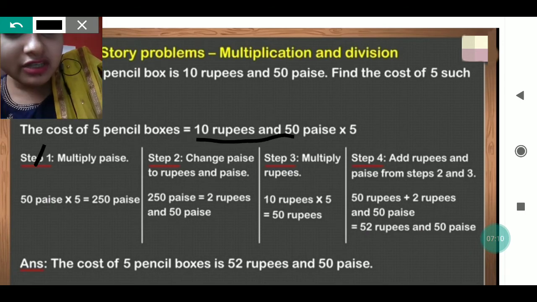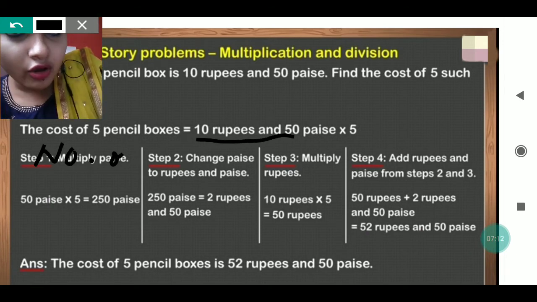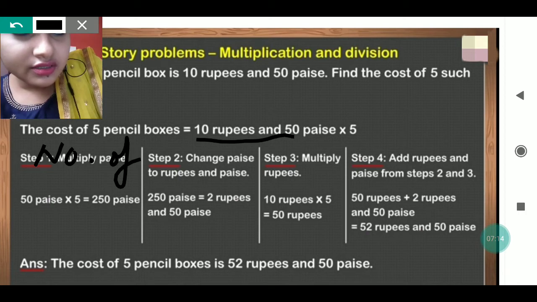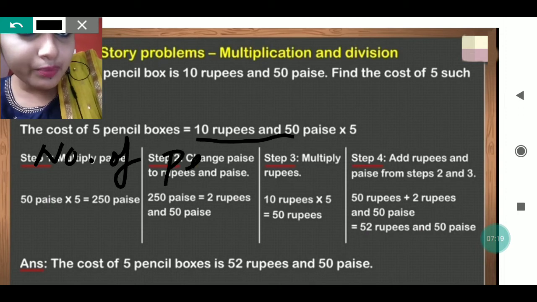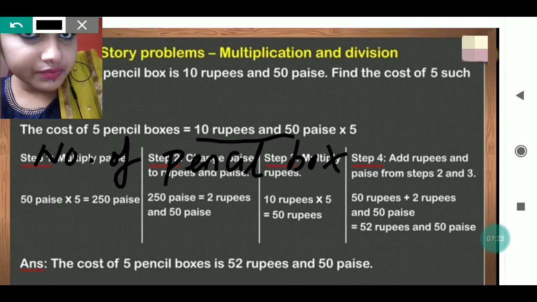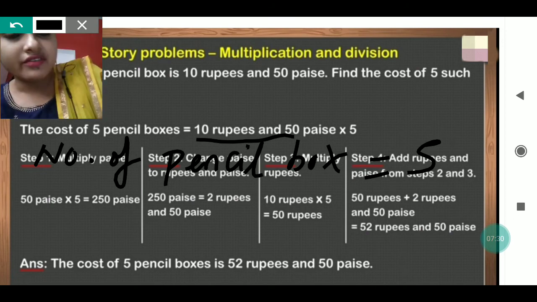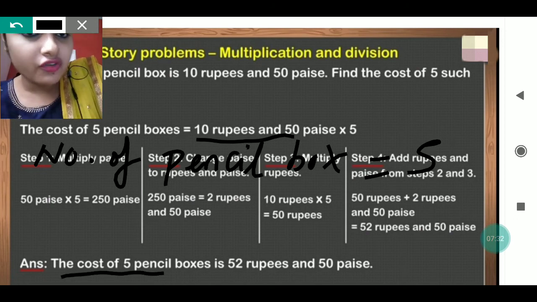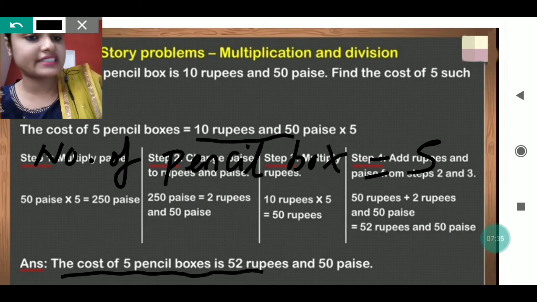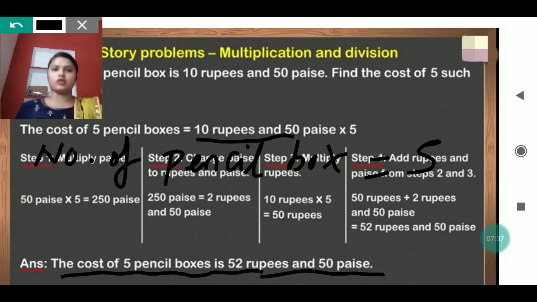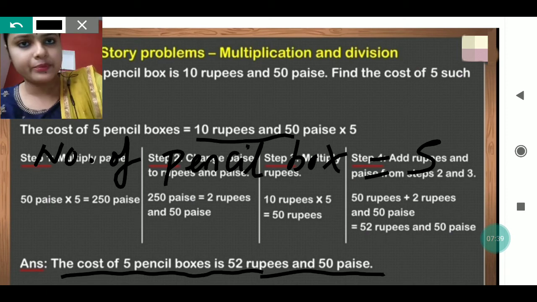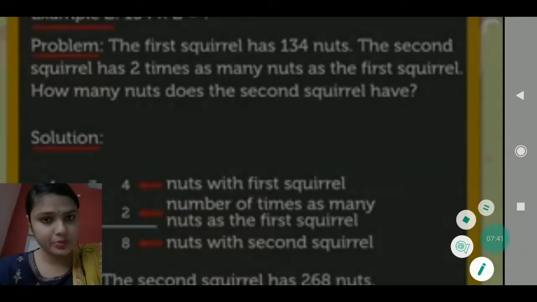Here you can mention one more statement, number of pencil box, that is 5. Then you can write the cost of 5 pencil box is this much. This is the last statement, therefore the cost of 5 pencil box. So total we have calculated. Now let's move to the next.